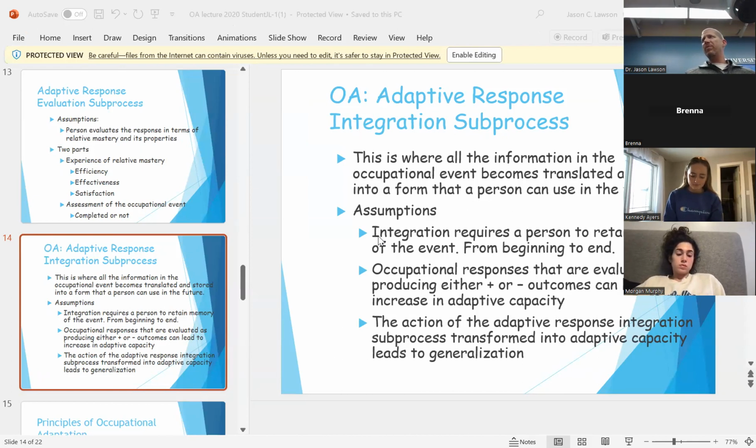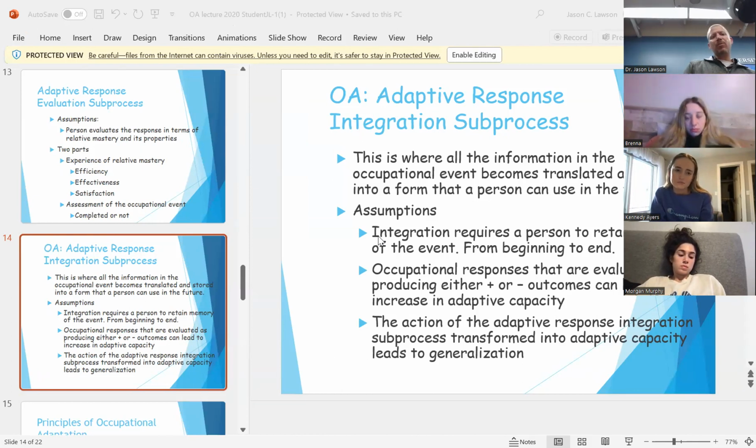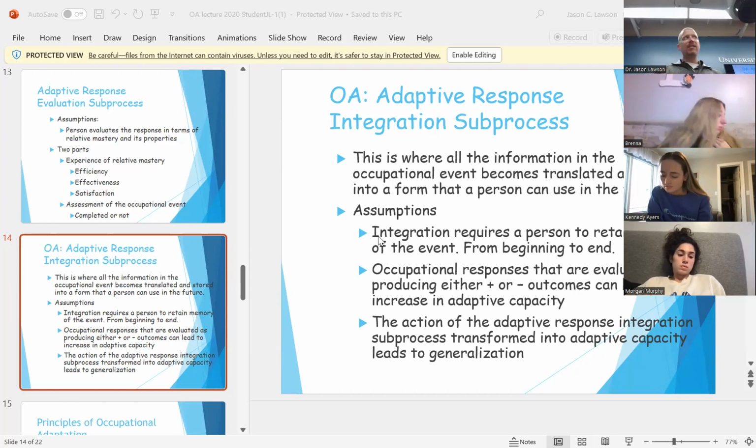So we'll resume here. We talked about how we evaluate our sub-process: did we complete it? Were we efficient, effective, and satisfied? Okay, and when we're looking at the adaptive response integration sub-process, this is where we are figuring out how to integrate our adaptive responses. This is where all the information of the event, we store it, we apply it, and we can use it in our future.